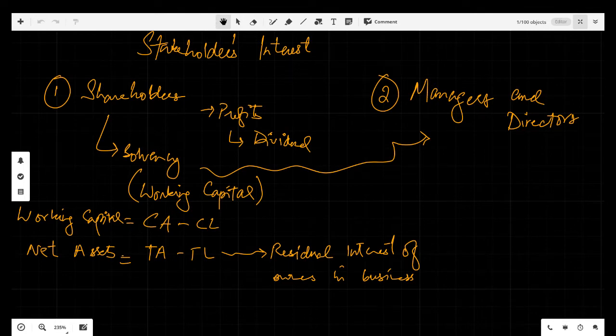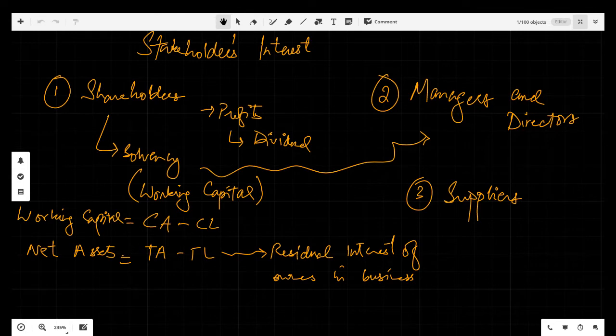Okay, what would the suppliers of the business look at in the financial statements of the business? The same solvency thing. Right now, in your book, they have given this thing that they mention just with respect to the statement of financial position. What would these stakeholders be looking at?